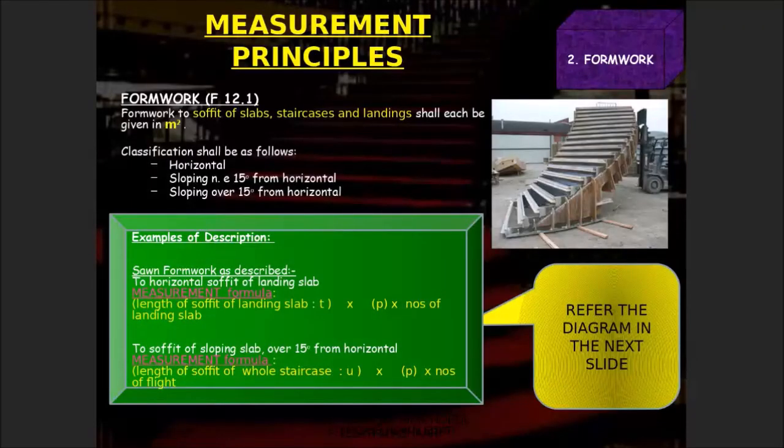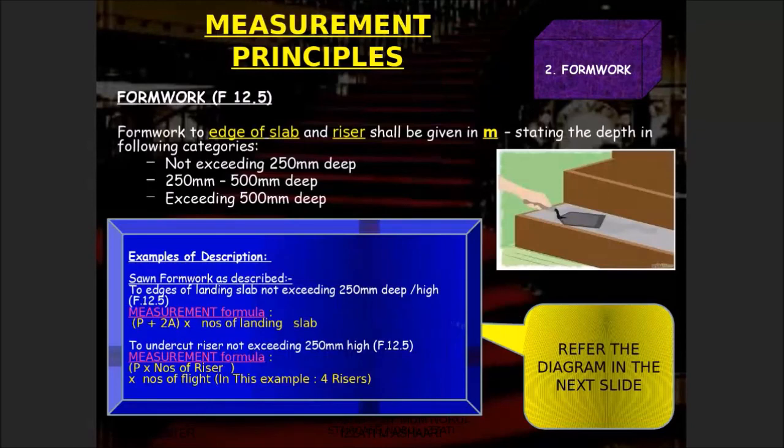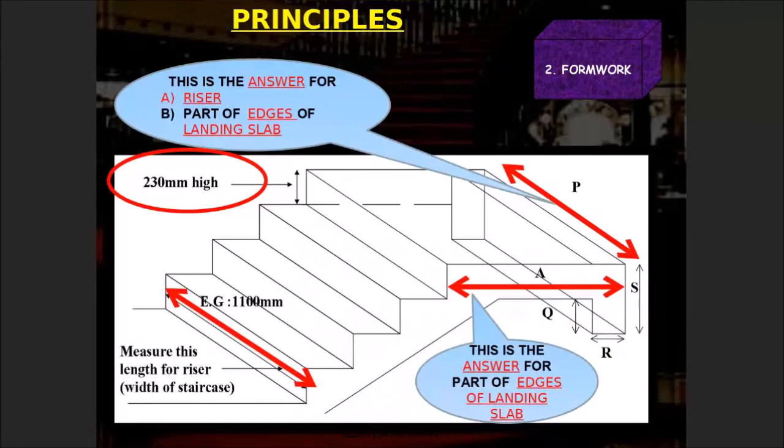Any question for the concrete work? I think the concrete work is quite easy. Now let's move to formwork. For the formwork, we have formwork to soffit of the slab, we have formwork to side of the string, and we have it for the beam and riser. For this one, we will go through in detail according to the drawing that I would like to sketch after this.